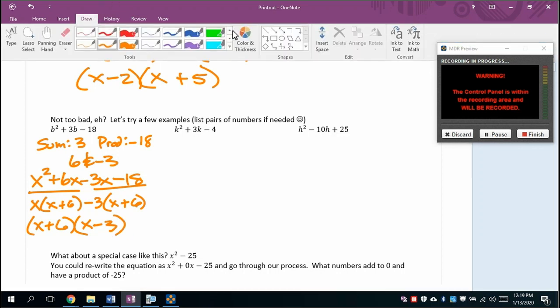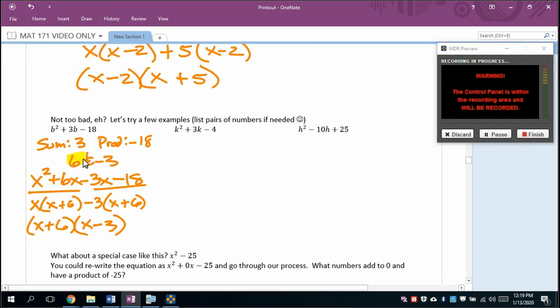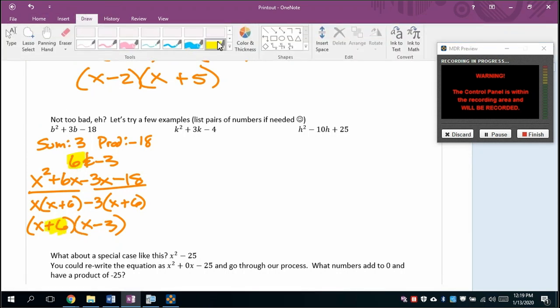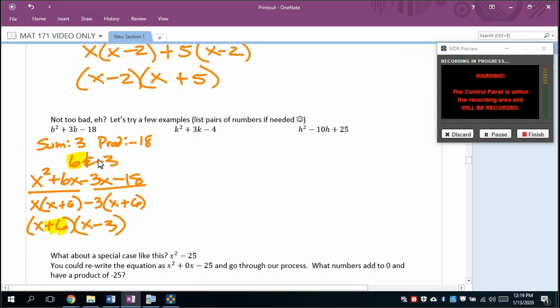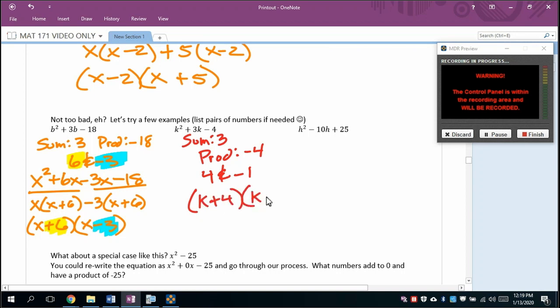Now, if you really want to skip that step, we have 6 here, x plus 6. If you have negative 3 here, it is x minus 3. So these you should be able to do. So I need two numbers that have a sum of positive 3, a product of negative 4, and that would be 4 and negative 1. So I can just do k plus 4, then k minus 1, and I'm done.